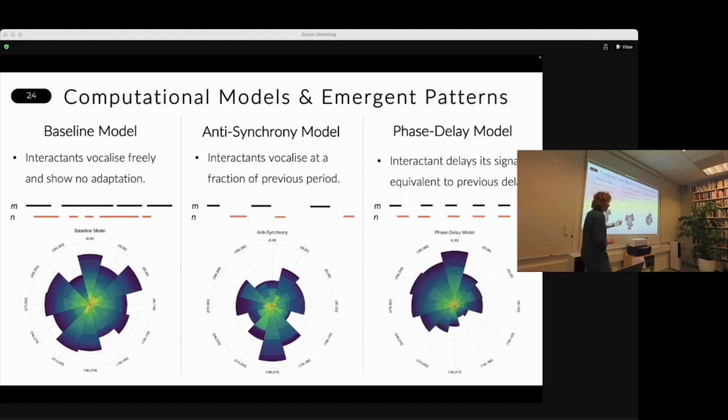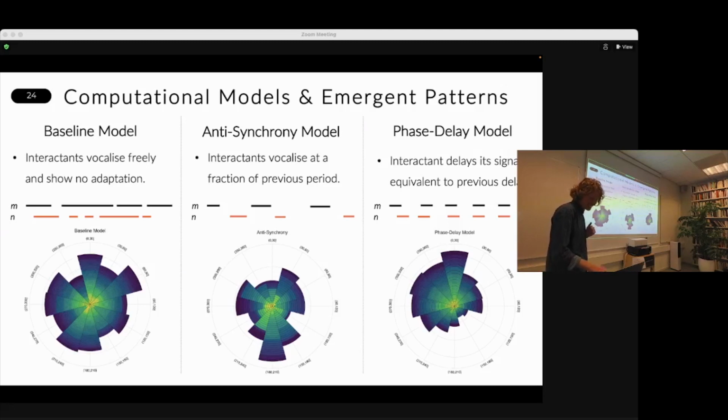And here we see something like this, where most of the phase delay angles are centered at around 0, 360 degrees. So the bush crickets or frogs are trying to hit synchrony by using this model. Or they're not using the model, but you know what I mean.